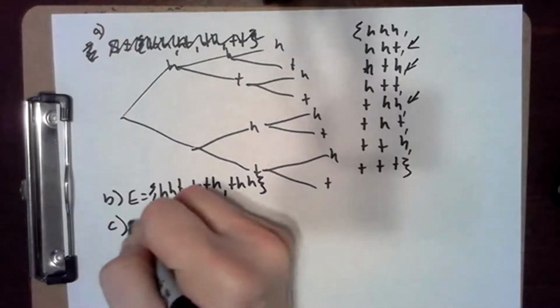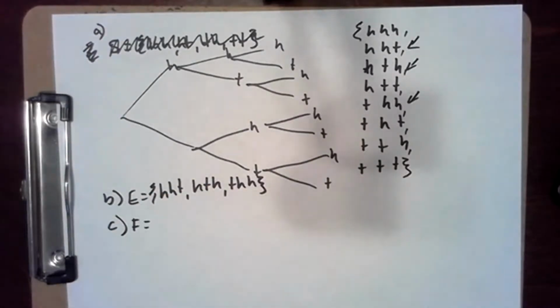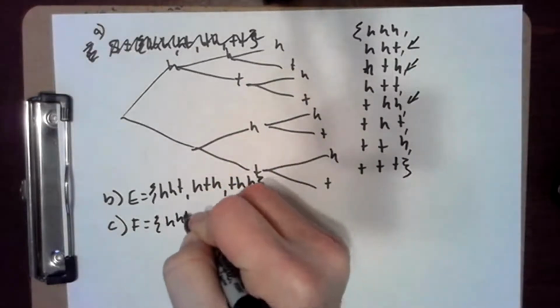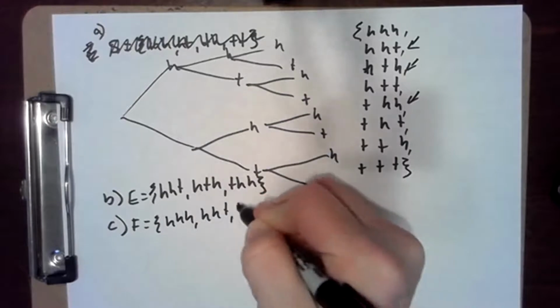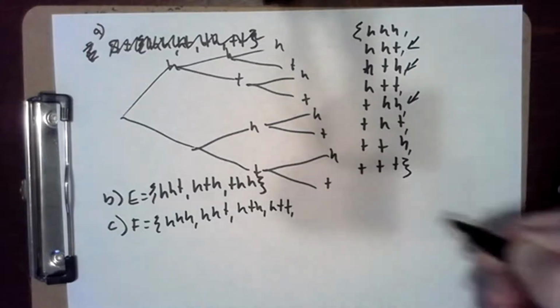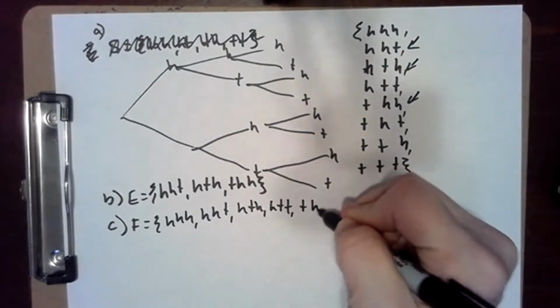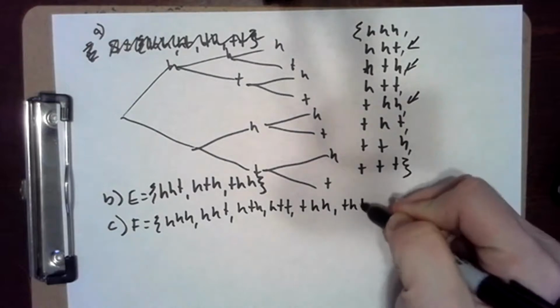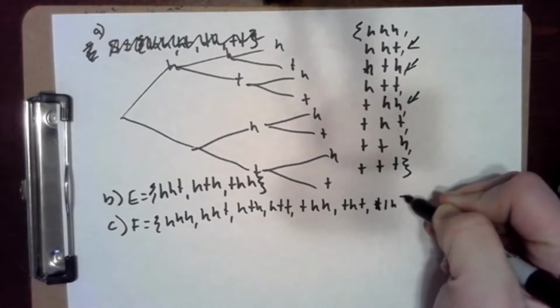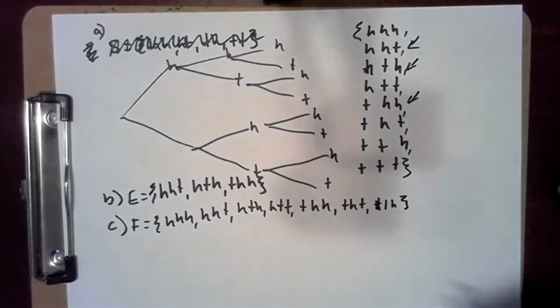Finally, for C, we're looking for the event F, where there is at least 1 head. And that's everything except for 3 tails. So that's going to give us HHH, HHT, HTH, HTT, THH, THT, and TTH. All right.